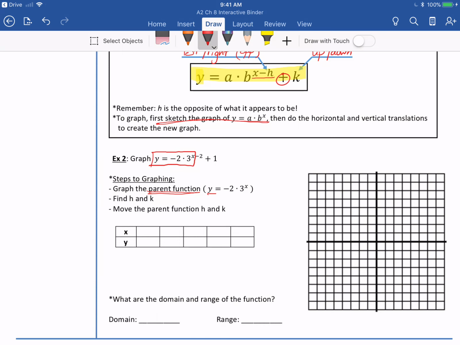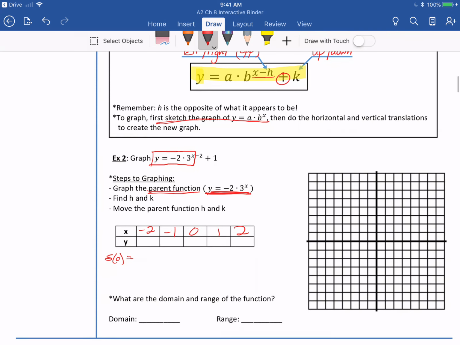So here's my parent function. I get y equals -2 times 3 to the x. So now let's just go through, plug in -2, -1, 0, 1, and 2, and see what we got. So these kind of got that one little extra step here. So I'm just going to go like this, f of 0. I always kind of like to start with 0. It's usually the easiest one. So it's -2 times 3 to the 0 power. And I know that 3 to the 0 power is 1, so this is going to be -2 times 1, which is -2. So this is going to be -2.